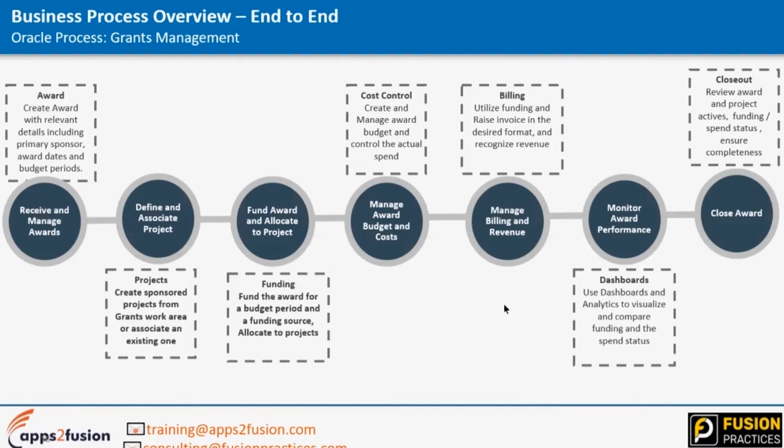Then the fourth one is called budgeting and cost control. Based on the fund allocation to the project, we do budgeting and cost control. So we create the budget. If, let's say, project number 1 has 400,000 and project number 2 has 600,000, we will create the budget against these projects. And then finally billing and revenue. Depending on the amount which has been received or which will be received, let's say later next year or in tranches, we will do the billing and revenue for this specific award.